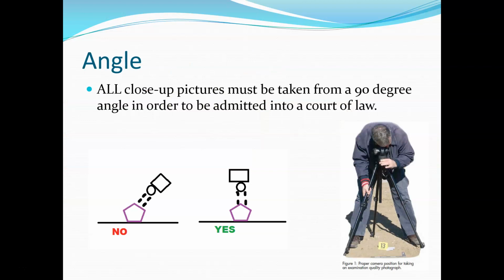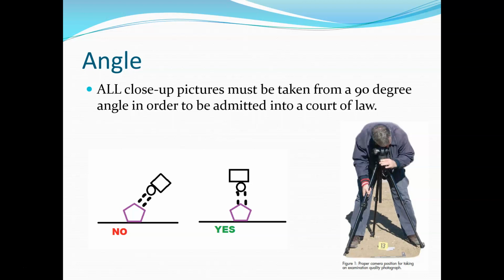Now, in the close-up pictures, the angle is important. It is not important in the overall or the medium view, but in the close-up pictures, the picture must be taken from a 90-degree angle in order to be admitted into court of law. Now, you might not think that's a big deal, but it is. They actually make specific camera equipment that allows you to guarantee your camera was at 90 degrees.